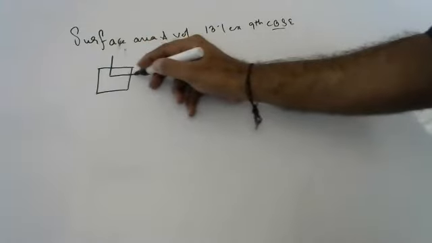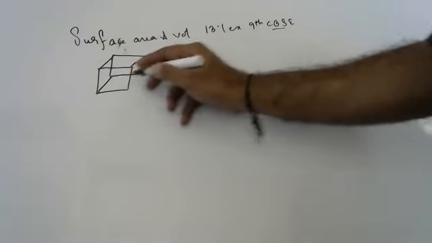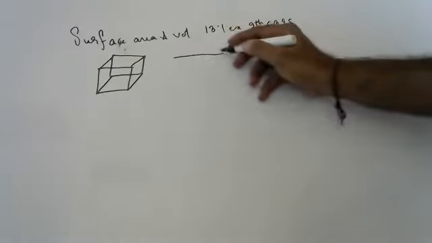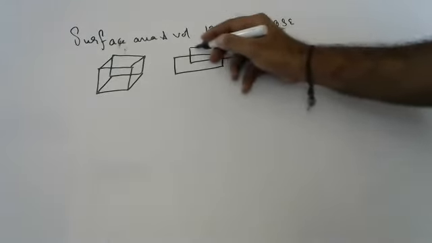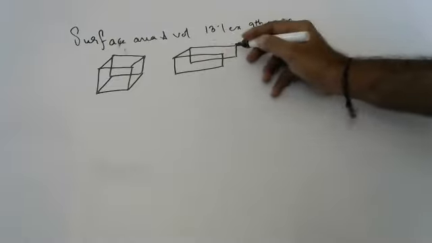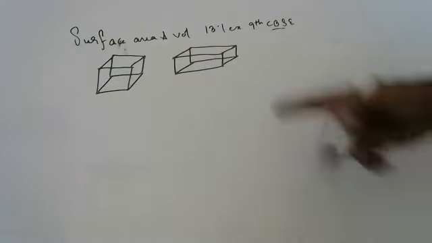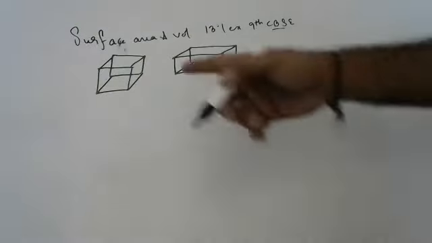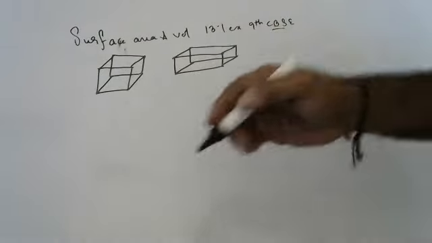Children, if all sides are equal, that is called a cube. And if opposite sides are equal, that is called a cuboid. All of you know that. The 3D structure of a square is a cube. The 3D structure of a rectangle is a cuboid. All sides equal, it is a cube. Opposite sides equal, it is a cuboid.